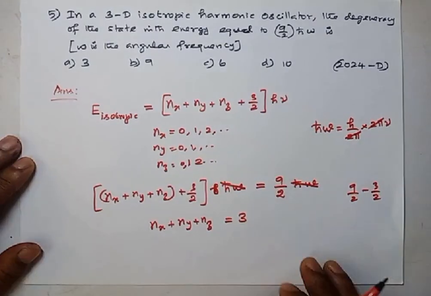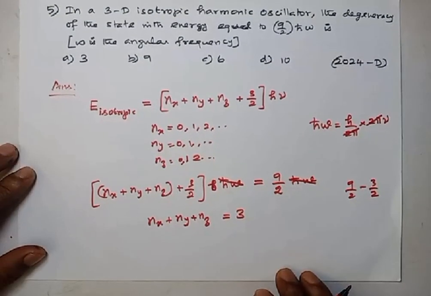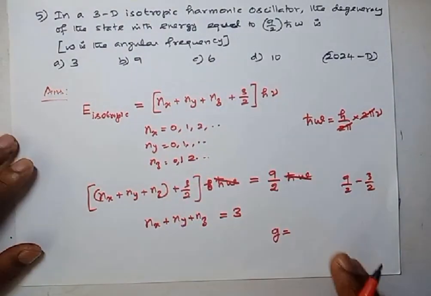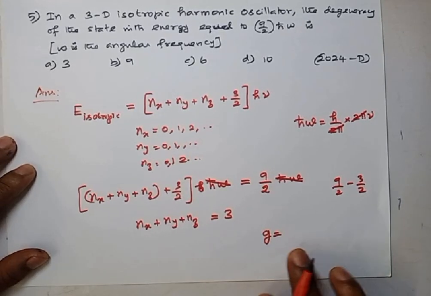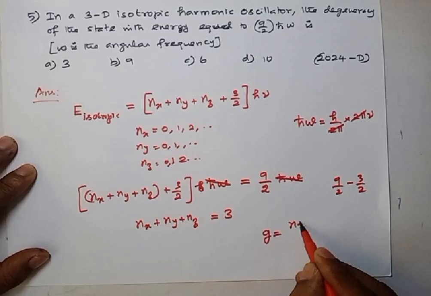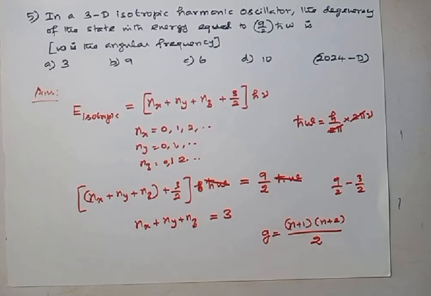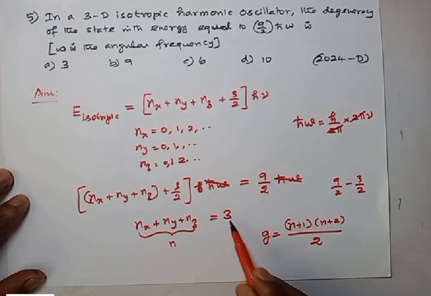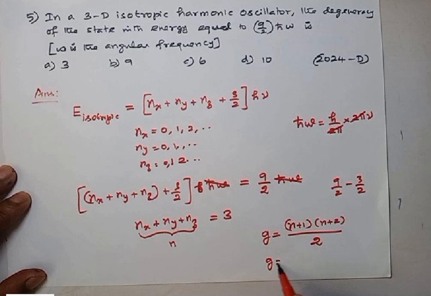So what are the possible combinations? We should find it out. Or otherwise you can use this formula also. This formula is applicable for the three-dimensional isotropic oscillator. G is equal to n plus 1 times n plus 2 by 2. Use this formula also to get the value of degeneracy. What is n? Nx plus Ny plus Nz. This is nothing but n. So the n value is 3 now. If n is 3, what's the value of G? Tell me. If n is 3, 3 plus 1 is 4, 3 plus 2 is 5, 5 by 2. So what's the answer?